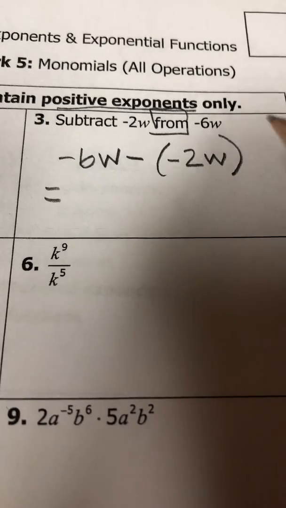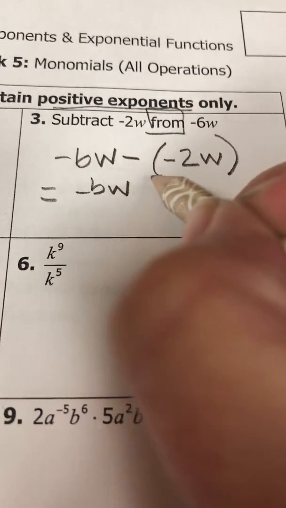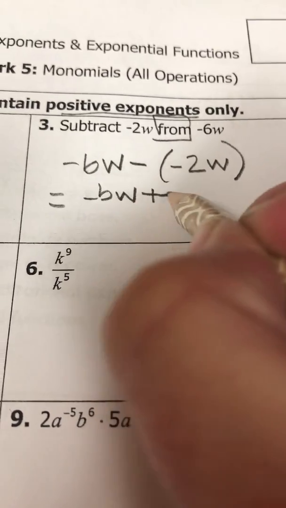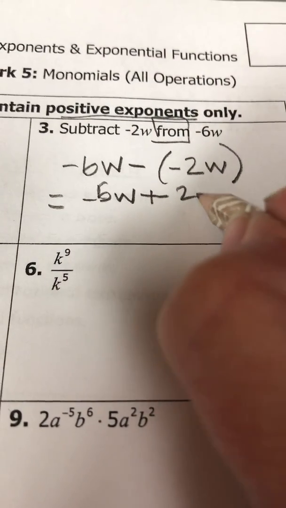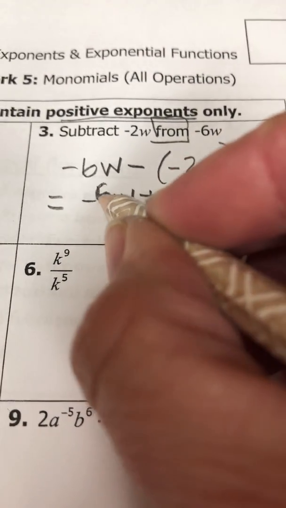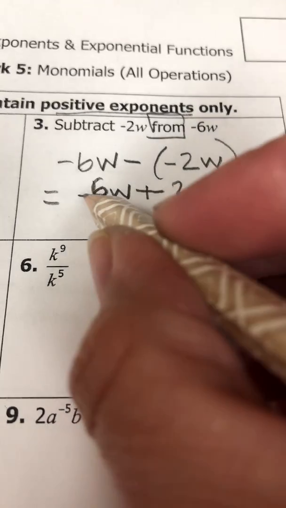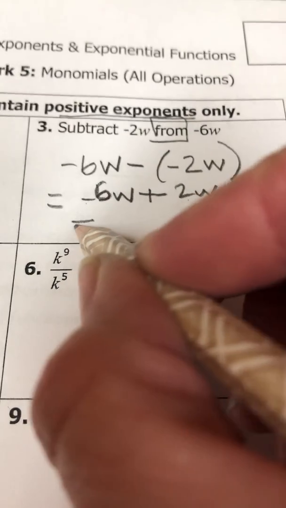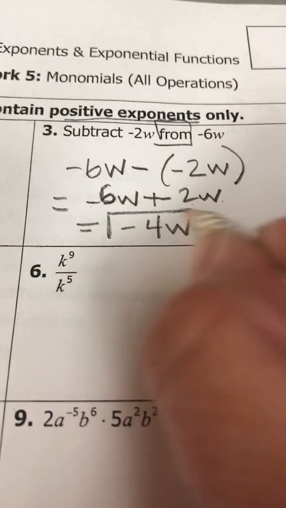that if I am subtracting a negative, it means that I am adding, sorry, it looks like a 5 for some reason. I'm adding 2w. So negative 6, if I think about it, plus 2 will yield me negative 4. And I hold on to my w.